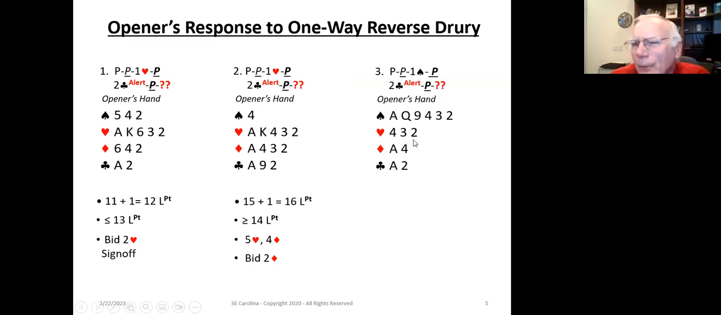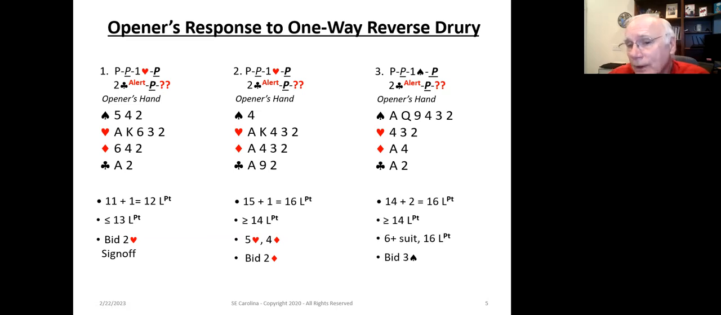Okay, with example number 3, now we've got 14 high card points, 2 length points, because we have 6 spades. So we've got 16 now. This is actually the same strength as the other hand, but we want to describe the shape of the hand. We want to tell our partner that yes, we have a 6-card suit. And how do we do that? We're going to rebid the major suit, but we're going to jump to the 3 level. And what that says is, hey, I've got 6 plus cards in the suit. I've got 14 plus length points. What do you want to do with that, partner?